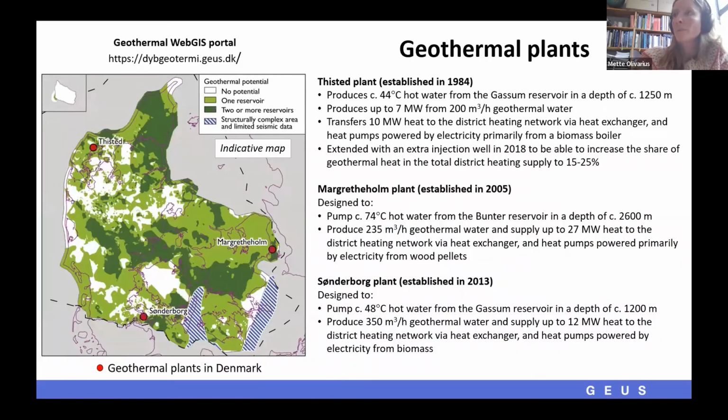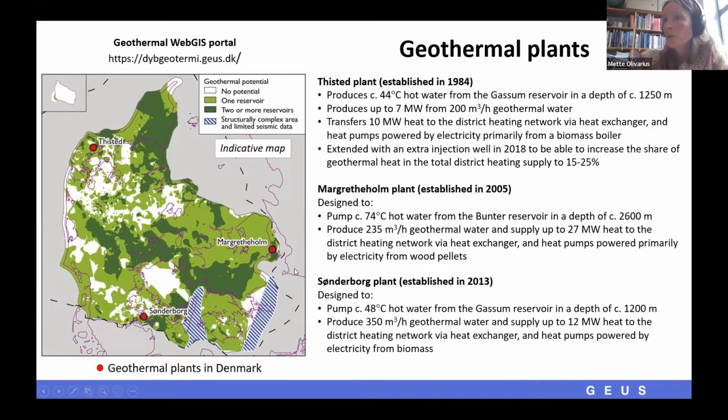And here is an overview of the geothermal plants we have in Denmark, currently 3, and next year a new one is going to be built in Aarhus, the second largest city in Denmark. And up here is the Thisted plant, which produces 44 degree hot water from the Gassum reservoir at about 1.2 kilometers depth.